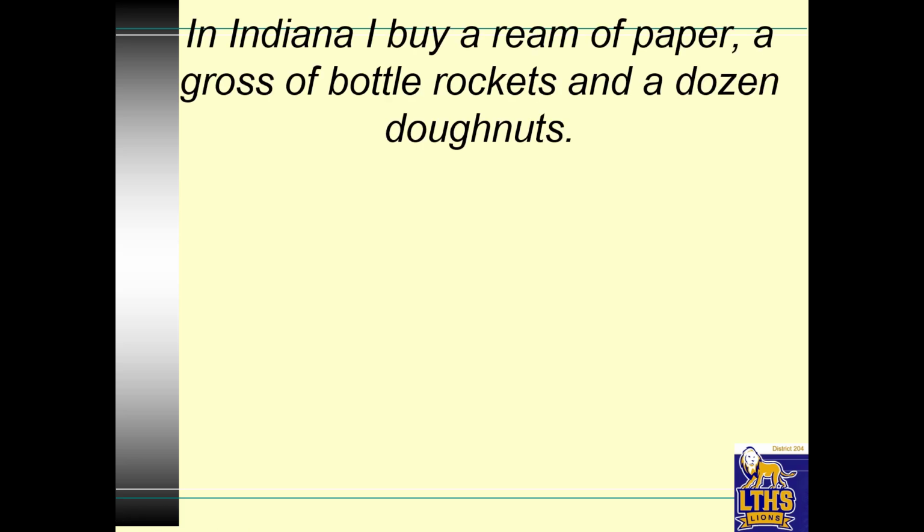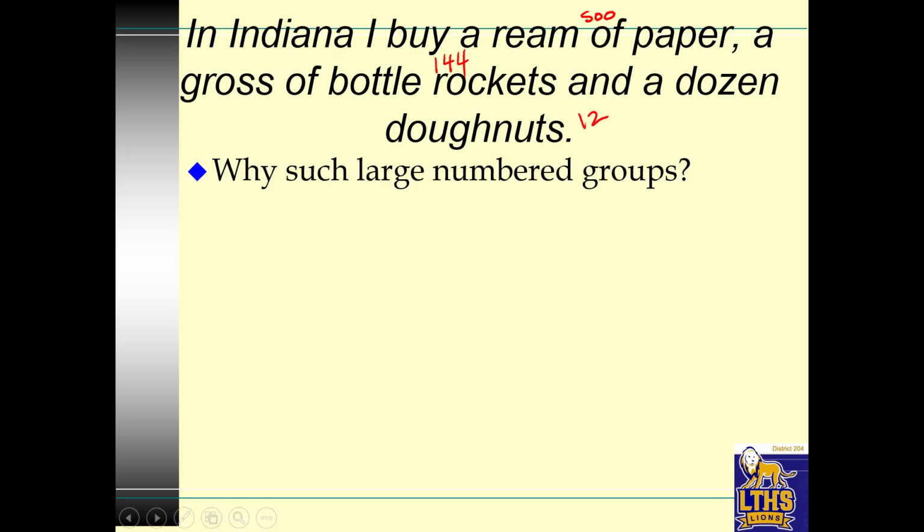So in Indiana, I buy a ream of paper. That's 500 pieces. Yeah, a gross of bottle rockets. This is 144 bottle rockets. Woo, it's going to be a good day. And a dozen donuts, 12 donuts. All right. Why such large numbers? It's easier to count stuff in large groups if the stuff's small.